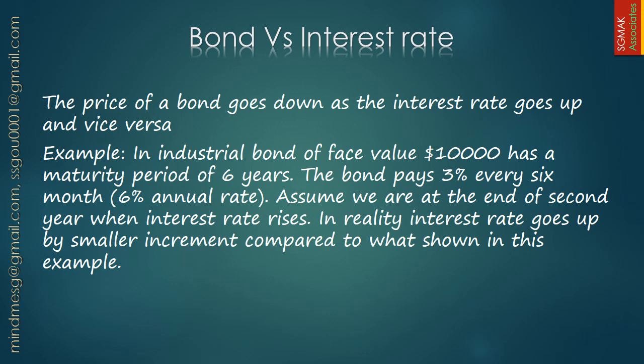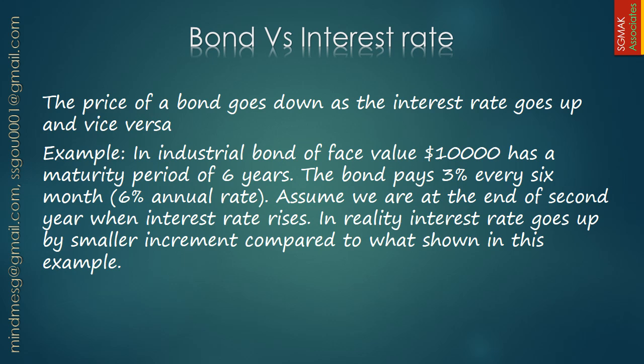I've taken the face value of the bond as $10,000, maturity period of 6 years, coupon rate is 6% per year, so you get 3% every 6 months. So on a $10,000 bond, I'm getting a payment of $300 every 6 months for 6 years. That's the promise made by the company who has issued the bond.